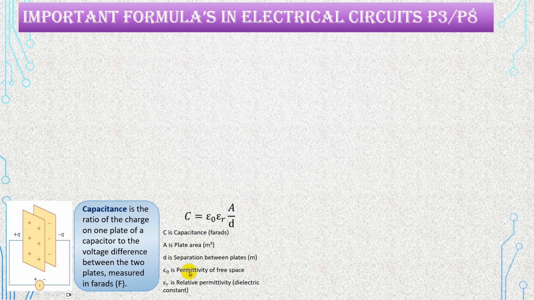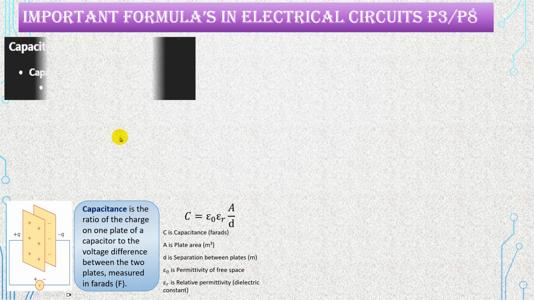Epsilon 0 is called the permittivity of free space, and ER is called the relative permittivity, or dielectric constant. For the material we are keeping between these two plates, it is the permittivity of free space if it is air. If we are keeping some dielectric material other than air, then we have to multiply by the relative permittivity here.